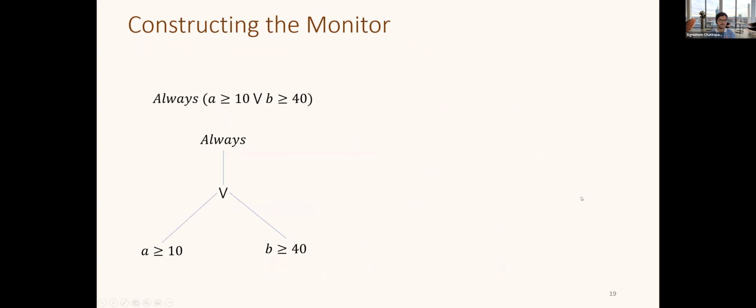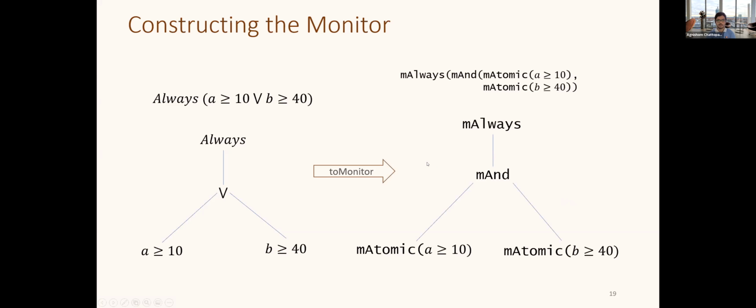To construct the monitor, we simply need to recurse through the structure of the formula and replace each connective by the corresponding combinator. And to prove this, we need to prove the correctness of this entire process. We need to show that each of these pieces individually is correct.